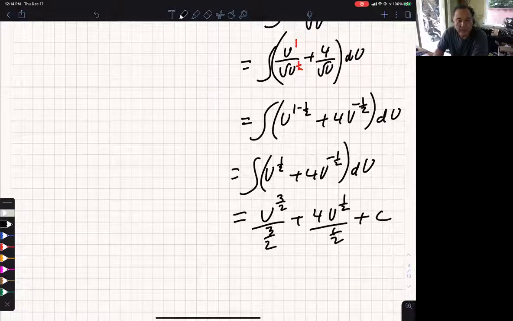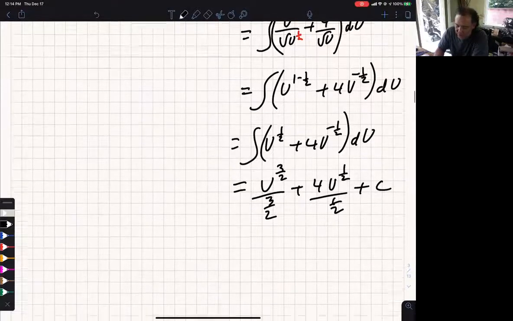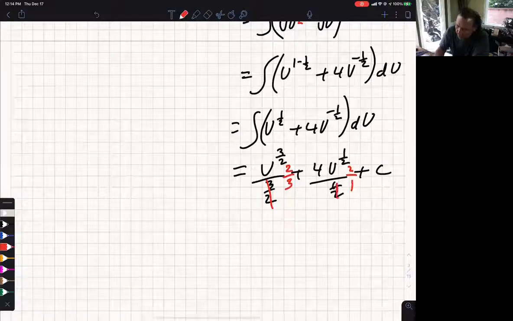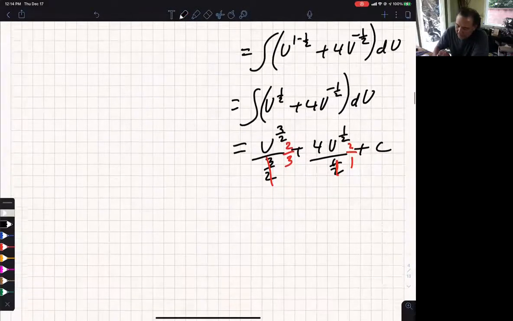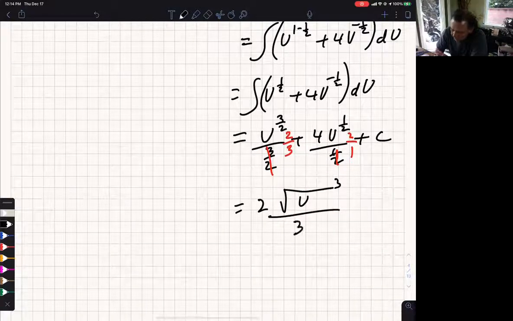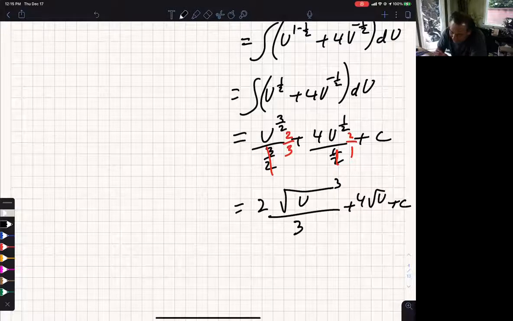And there we go. Now, I just do some manipulation. I multiply by the reciprocal, so I get 2/3 there. I multiply by the reciprocal, so I get 2 over 1 there. And now I have 2 square root of u cubed over 3 plus 4 square root u plus c. Oh, 2 and 4 make 8.